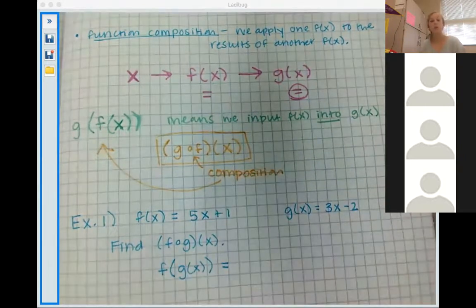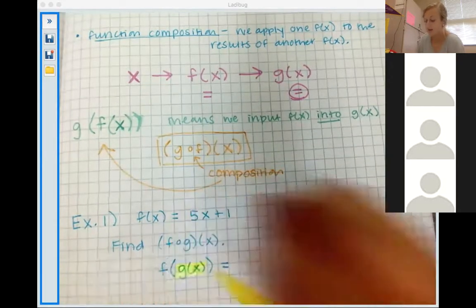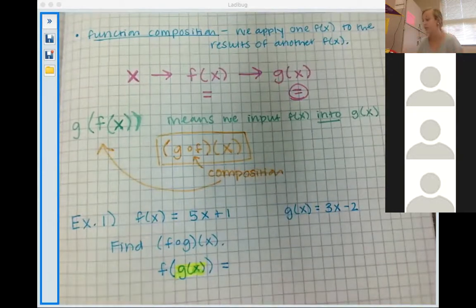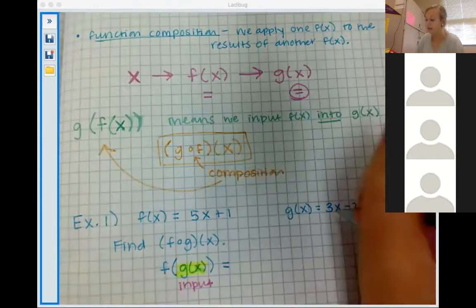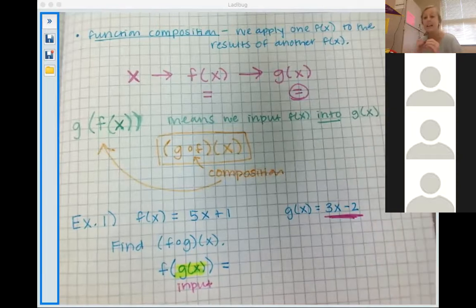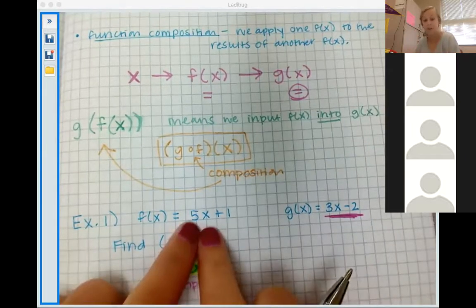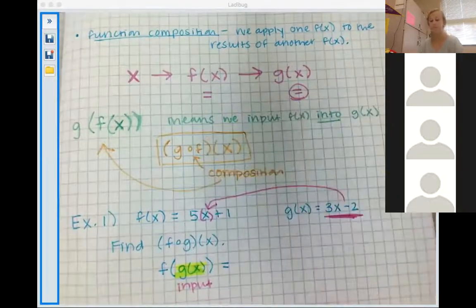So let me ask you guys a question. What did I just say we were putting in? Which one is going into the other one? Which one is in parentheses? G of x. Yes. G of x is your input right here. That's the input because it is in the parentheses, okay? So this is my input. So I'm literally taking g of x, this 3x minus 2, and putting it in anywhere I see an x in f of x. So this is going to go in right here for this input.